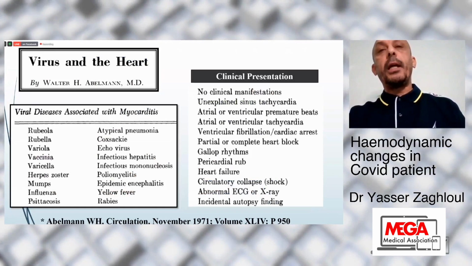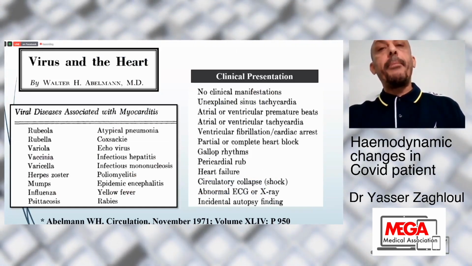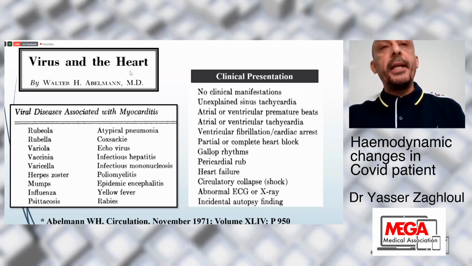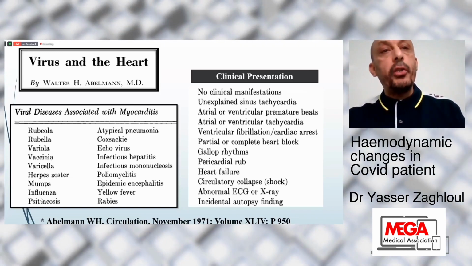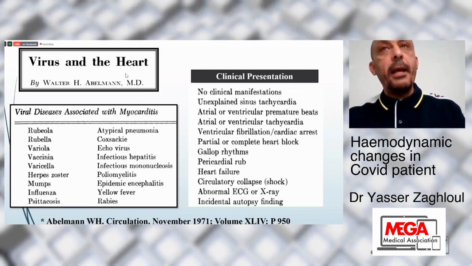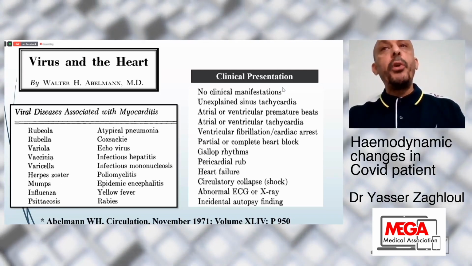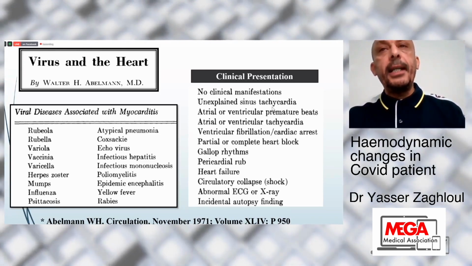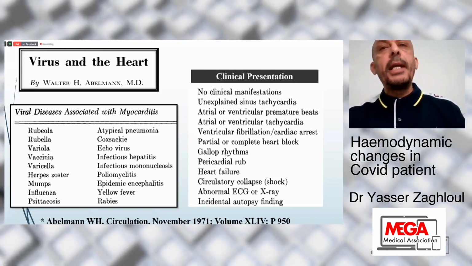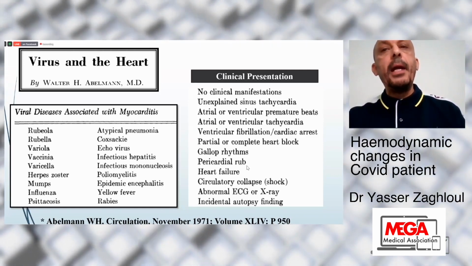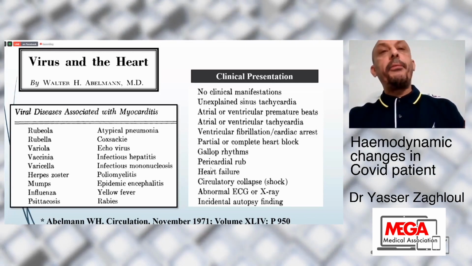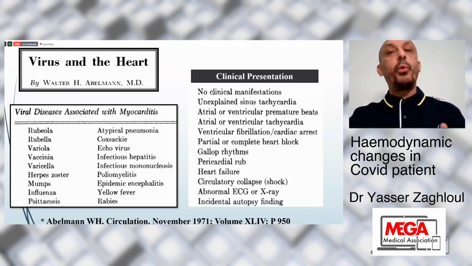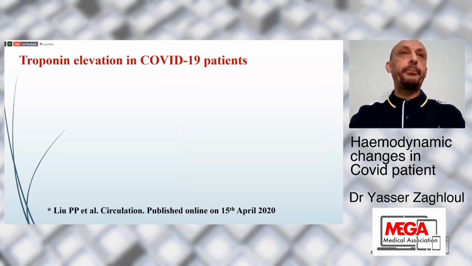And actually, this is not a new issue. For more than 28 years, these articles have summarized the effect of viruses on the heart. And they list here a lot of viruses which may cause heart damage, and the clinical presentation, which can range from no clinical manifestations to some arrhythmia, tachycardia; the patient may have heart block, gallop, heart failure, pericardial rub, and circulatory collapse. So the effect of viruses on the heart is something old, and we should understand it and know how to deal with our patients.